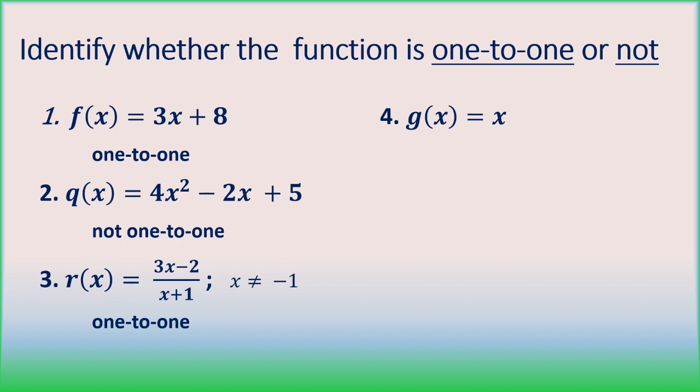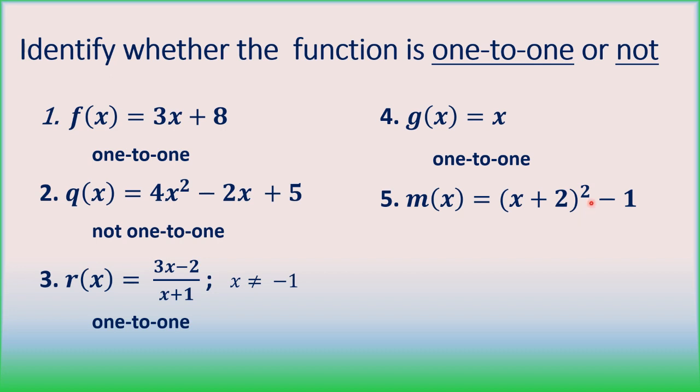We notice here that x has an exponent of 1. Therefore, this is a linear function. And as we have said a while ago, a linear function is one-to-one. Thus, g of x equals x is a one-to-one function. Let's have number 5. m of x is equal to (x plus 2) squared minus 1. Is this a one-to-one function?